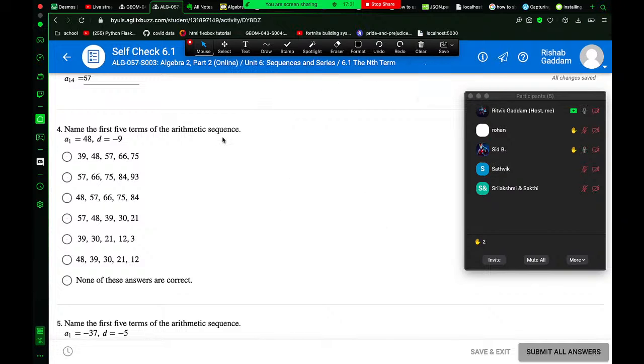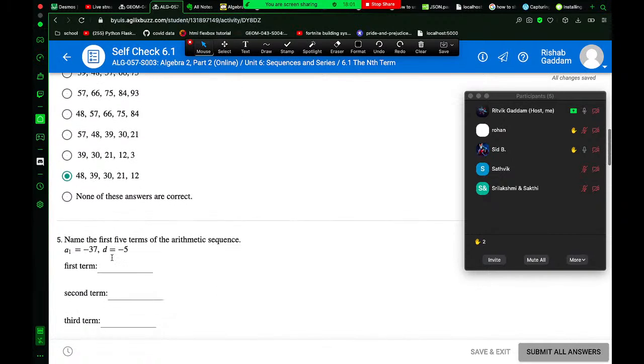Okay, so for this one, I don't think you really have to use the formula, because it says name the first 5 terms, and they literally give you the first term, A1 equals 48. Looking at all the options, only 2 of them have 48, and then they say the common difference is minus 9, so that just has to be lower than the first term, and the lowest is the bottom one. So I think it's the last one. Yeah, good job. This question was really easy.